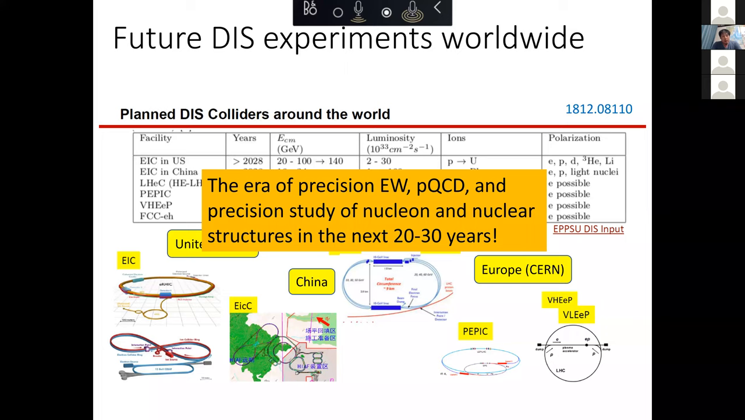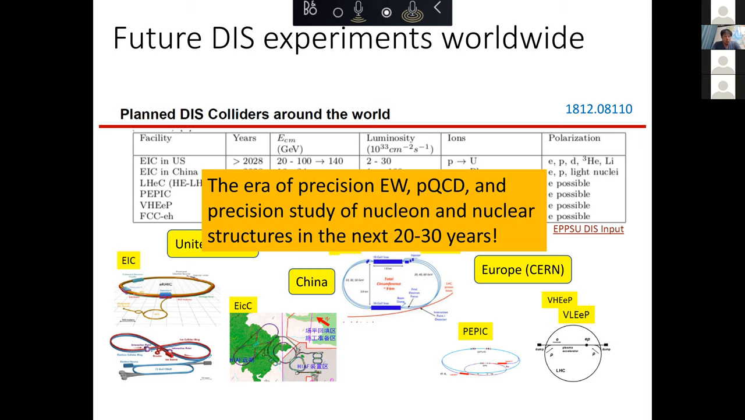So that means that we are probably approaching the era of precision QCD and precision study of the nucleon and nuclear structure in the next 20 to 30 years. That is exciting. This seems to be the direction that the nuclear physics community in the world is heading to.